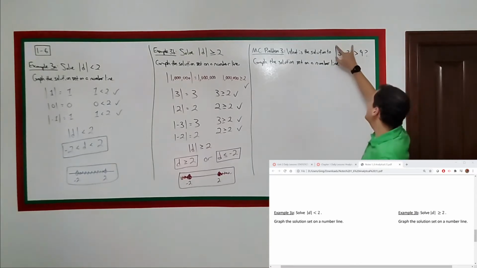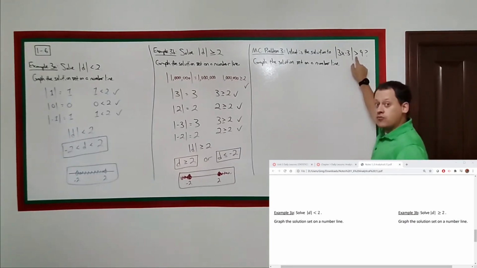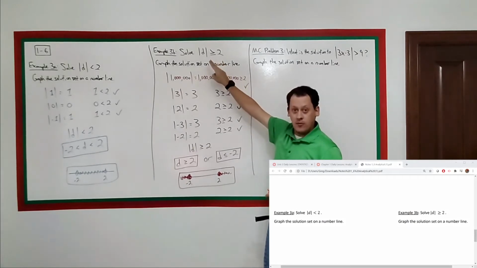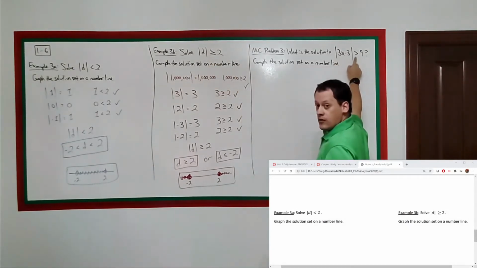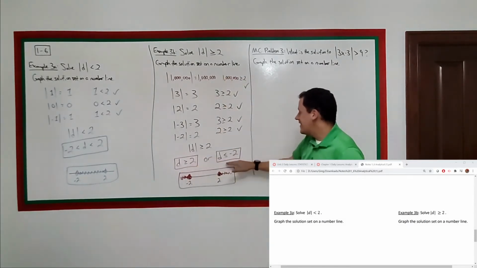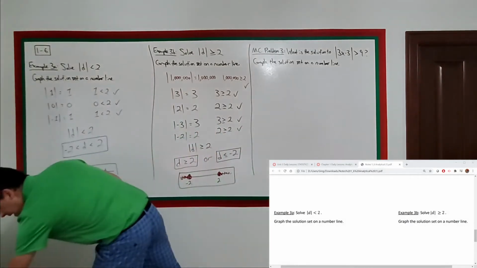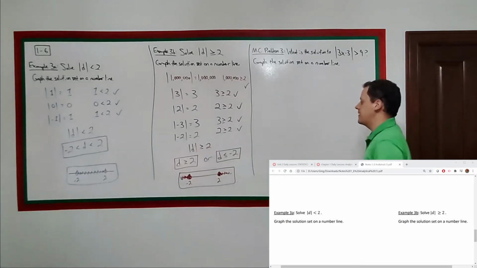Okay, so we've got something inside these absolute values, and we've got a greater than sign. So right off the top, you know it's going to be more like this example. Because this was a greater than or equal to, this is a greater than. Okay? It's going to look something like this. You have to break it into those two pieces. So let's try that out.